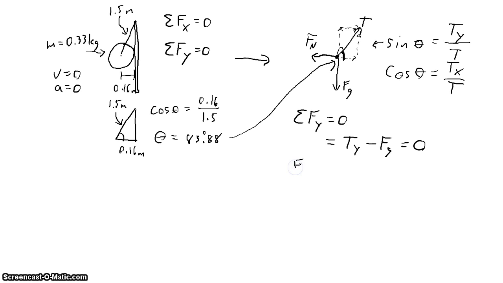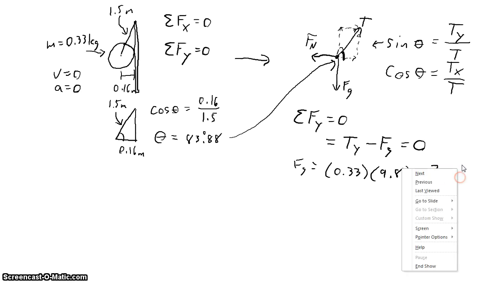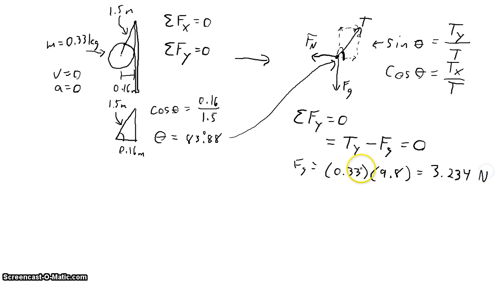The force of gravity is equal to the mass, 0.33 kilograms, times the acceleration due to gravity, 9.8 meters per second squared, and that gives us the force of gravity of 3.234 newtons. That is the weight of the ball. So since there are only two forces acting in the vertical direction, they must be equal and opposite.